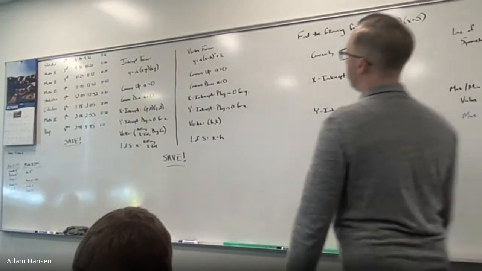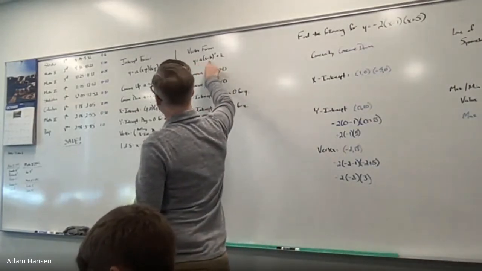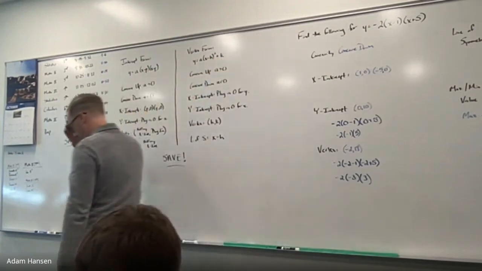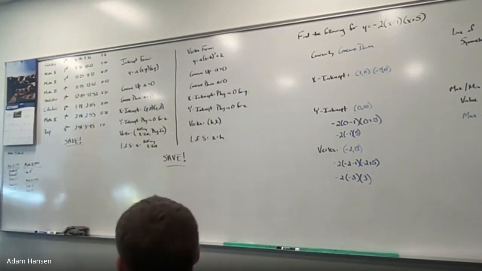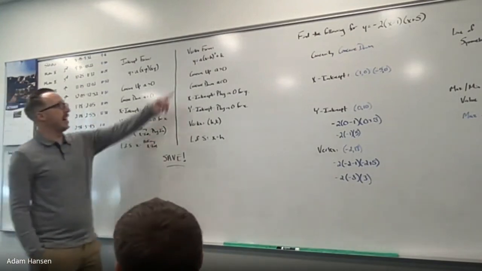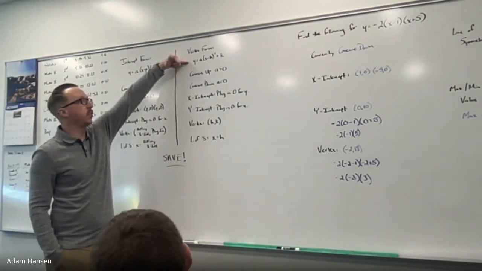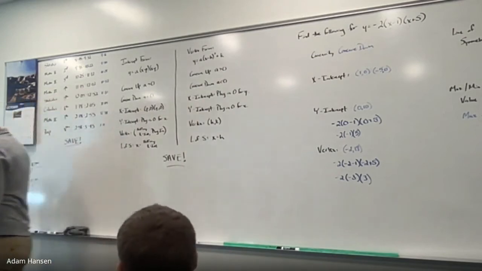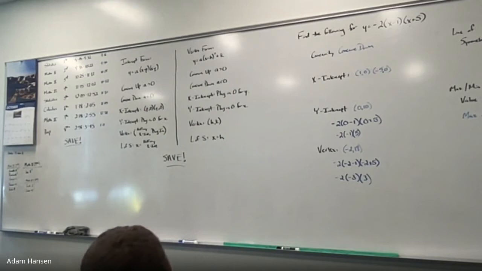Vertex form is y equals a times quantity x minus h squared plus k. Our quadratic function of a parabola in vertex form will fit this design: y equals a times quantity x minus h squared plus k. Based off the a, h, and k values, we can identify some interesting properties about this parabola.